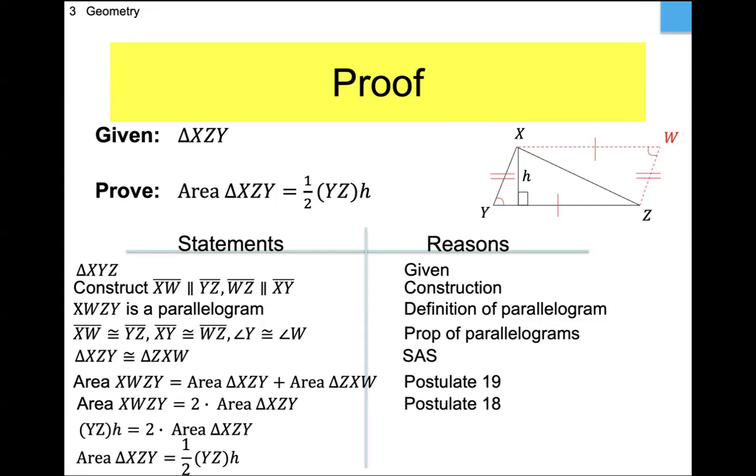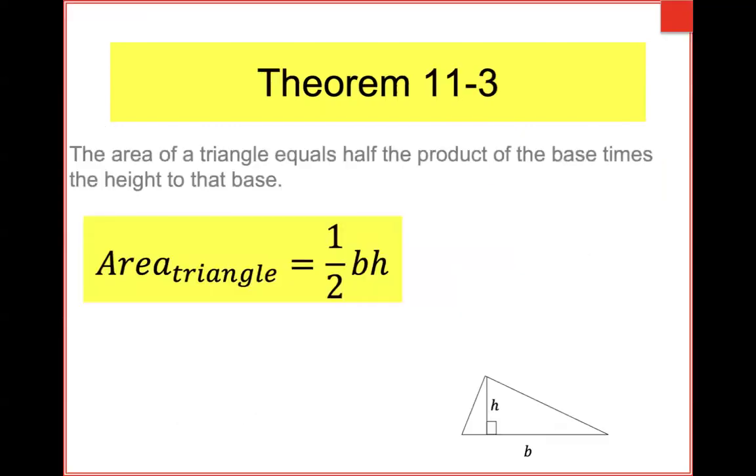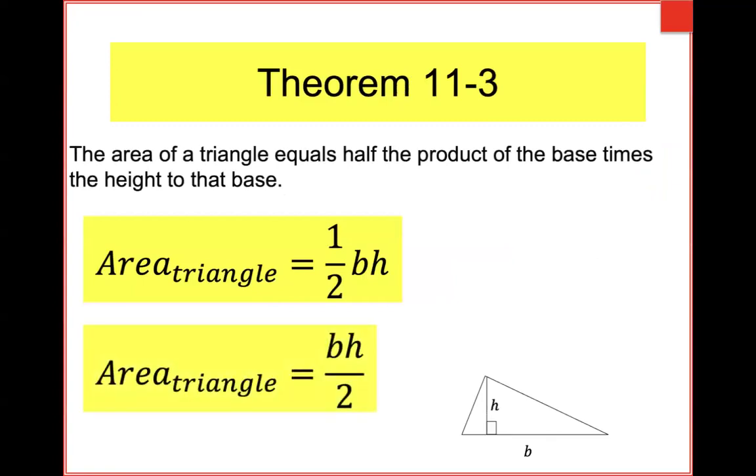And then to get to the final answer, all I'm going to do is simply divide both sides by 2. So if I divide both sides by 2, I get that bottom statement right there, and I proved it. Area of a triangle is equal to 1/2 base times height. And there you go. That's theorem 11.3. Most people, when they type it into a calculator, do base times height divided by 2.